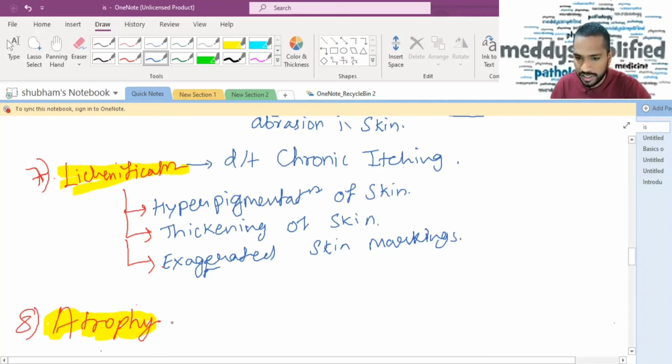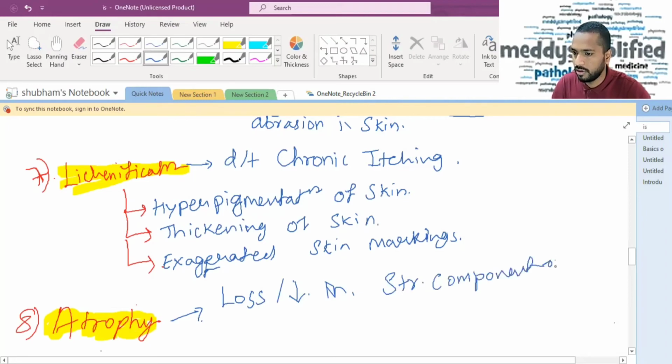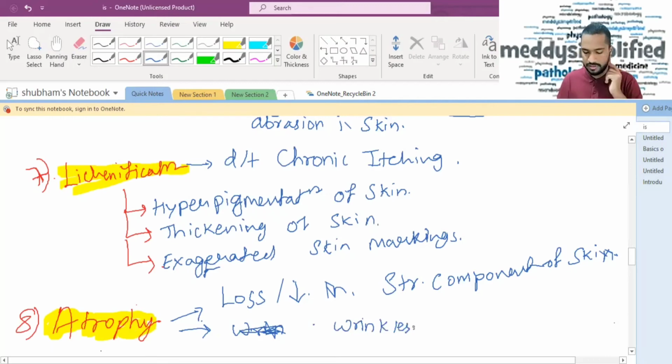Now, last is atrophy of skin. It is loss or decrease in structural component of skin. For better understanding, you can remember it by wrinkles. Okay. Wrinkles appearance. So this was about the secondary skin lesion.